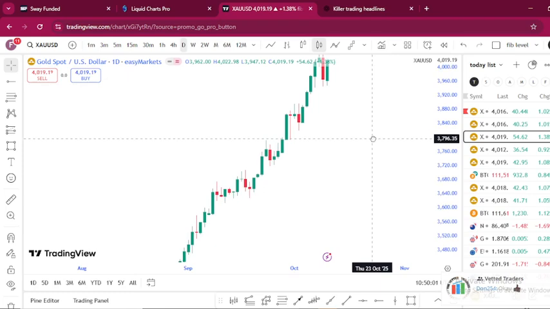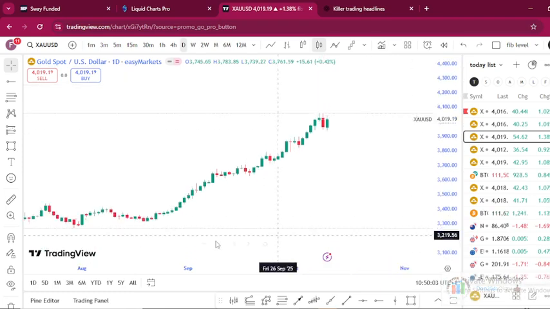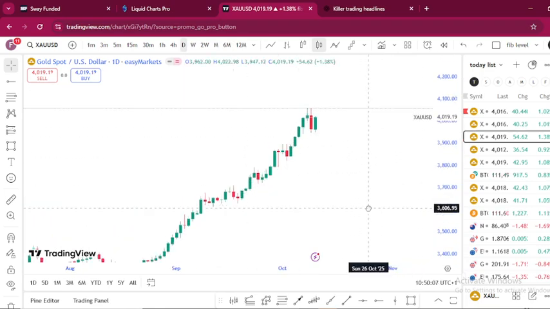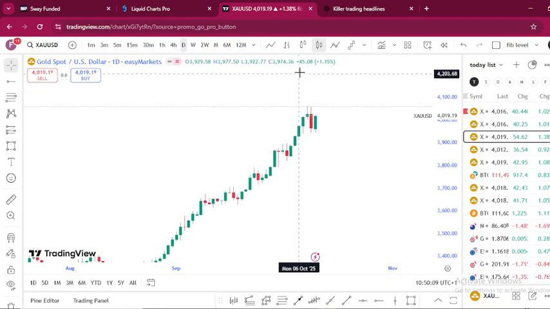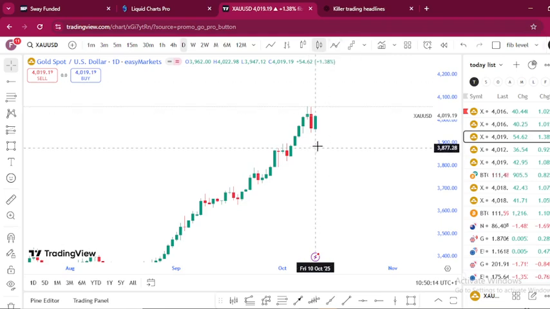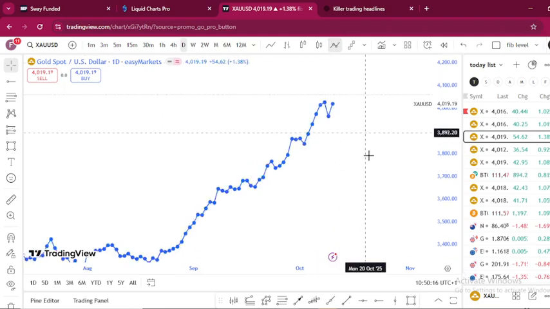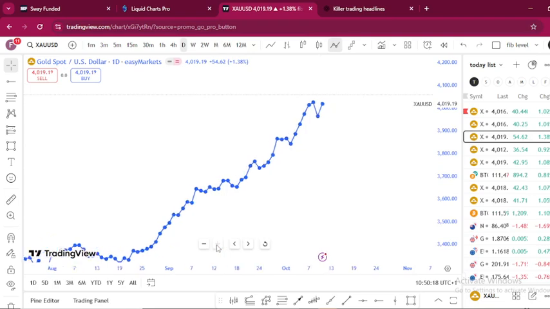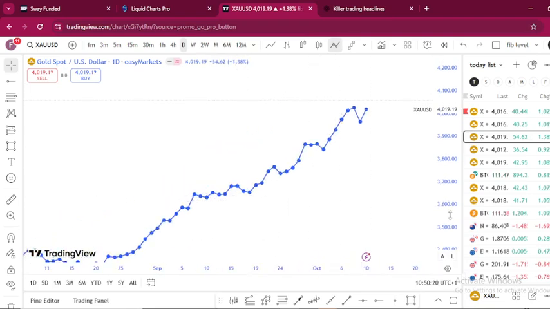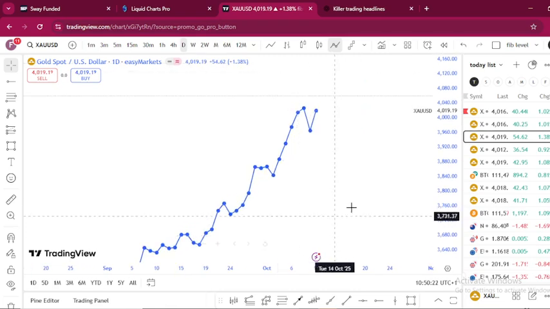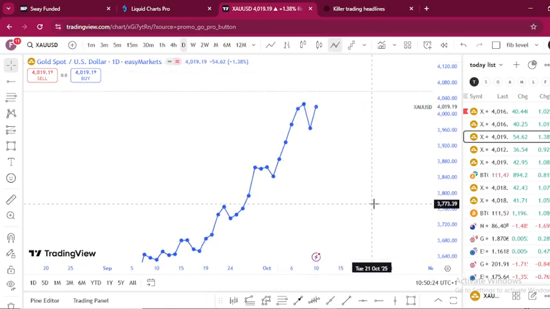First of all, you go to your daily chart. As you can see, gold is on a bullish trend. You go to the daily chart, change from candlestick chart to line chart with marker. This is what you are going to see once you change to line chart with marker. I've already explained this in the previous video, so you need to go and watch it.